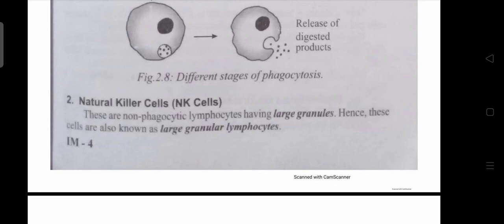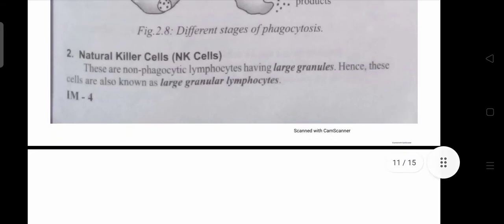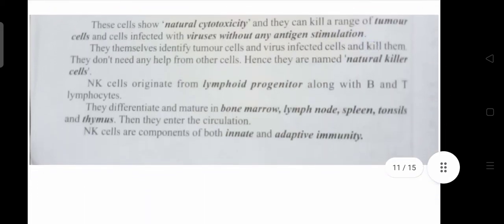Another one is natural killer cells. These are non-phagocytic lymphocytes with large granules, hence the cells are also known as large granular lymphocytes, or NK cells. These cells also show natural cytotoxicity. They can kill a range of tumor cells. We have learned that NK cells have another property: anti-cancer. That is, they can kill tumor cells and cells infected with virus.